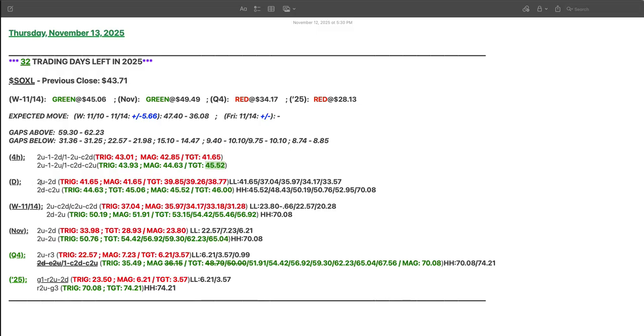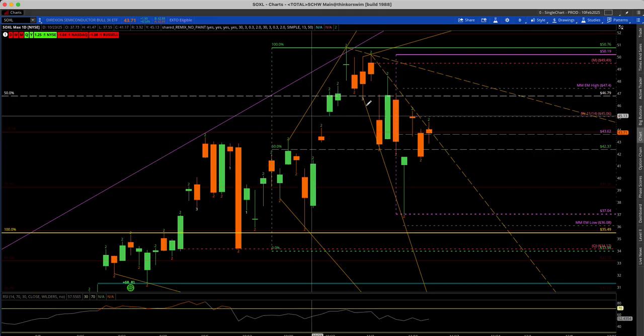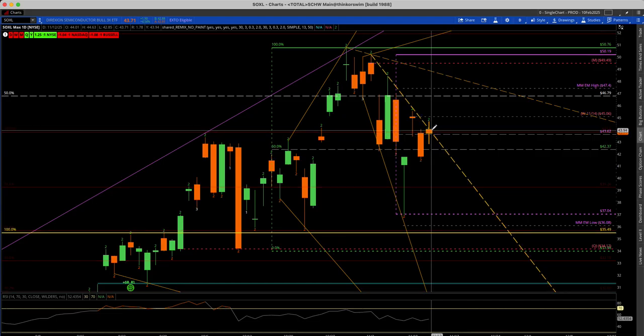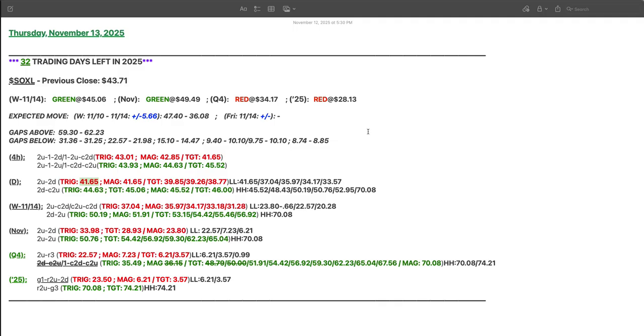Now for the day, again, if we go two up, two down on the day, that triggers at 41.65 with the, where's our magnitude? What do we do here? 42.85 is where we trigger. We had the wrong trigger in there, so I'm glad we caught it.